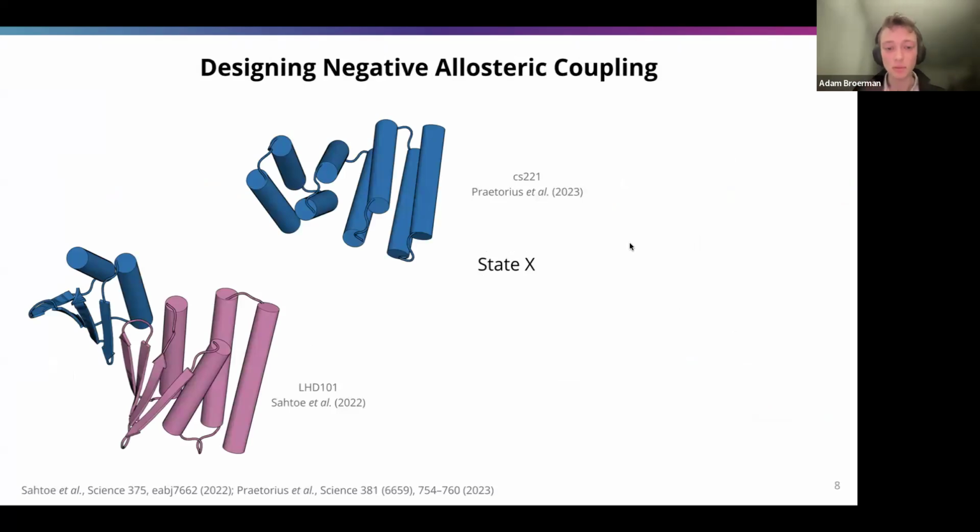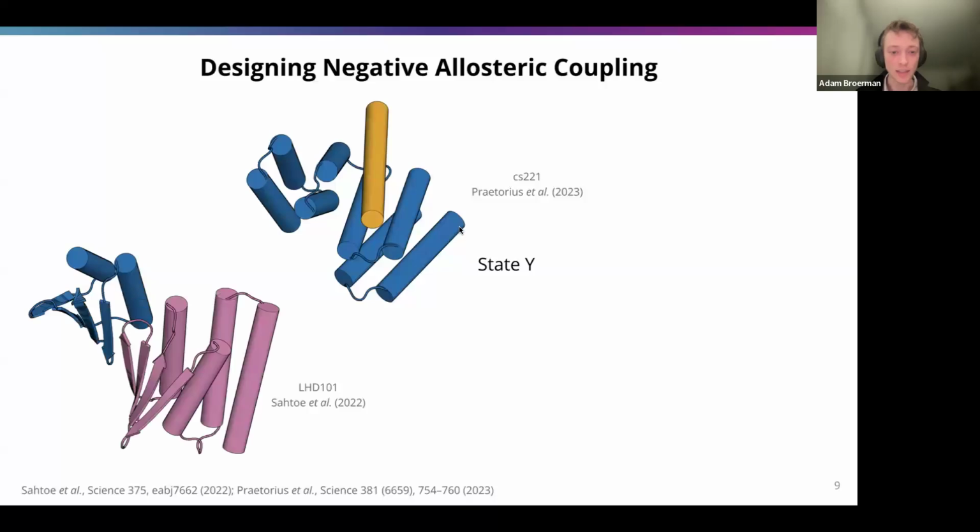To approach designing this, we started with CS221, a hinge protein that we previously had designed in the lab. It switches between one state, which we call state X, and a second state bound to an effector, which we call state Y. It's a two-conformation switch that looks like this. You can see this domain swinging back and forth in response to binding the effector. And as a model heterodimer interaction, we chose LHD-101, which was also previously designed in the Baker lab.